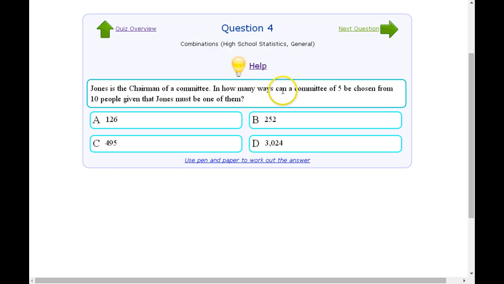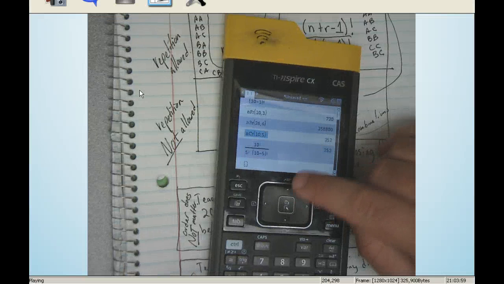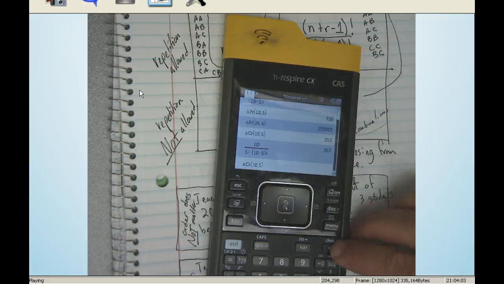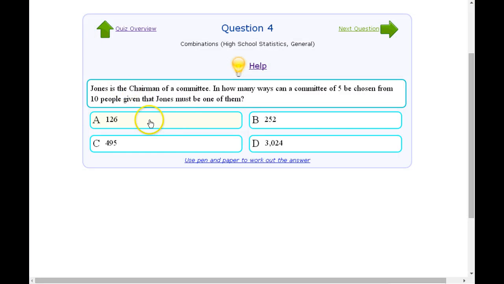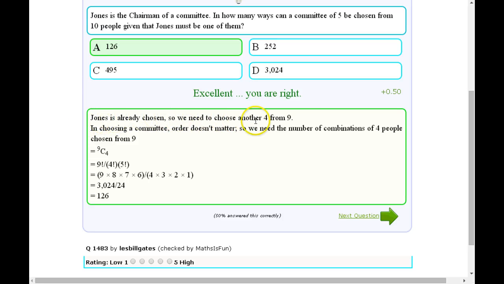So here we go. Jones is the chairman of a committee. In how many ways can a committee of 5 be chosen from 10 people if Jones must be one of them? Now, this is kind of a good question. It looks exactly like the last one, but the difference is Jones must be on the committee. So we're not really going to pick 5 people because one of them is already chosen, and it's Jones. We need 4 more committee members, and there's not 10 people because Jones is one of them, so it's really 4 out of 9. We would do it just like before, only now there's really only 9 people, and we're going to pick 4 of them. When we hit enter, there's 126 ways. Jones is already chosen, so we need to choose another 4.